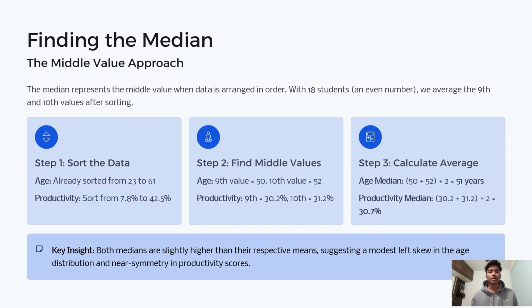Now, finding the median. To find the median, we sort the data and take the middle value. Since we have 18 students, we take the average of the ninth and 10th values. Median age equals 50 plus 52, whole divided by 2, which gives us 51 years. And median productivity is 30.2% plus 31.2%, whole divided by 2, which in total gives us 30.7%. Both medians are slightly higher than their means, suggesting a mild left skew for age and near symmetry for productivity.